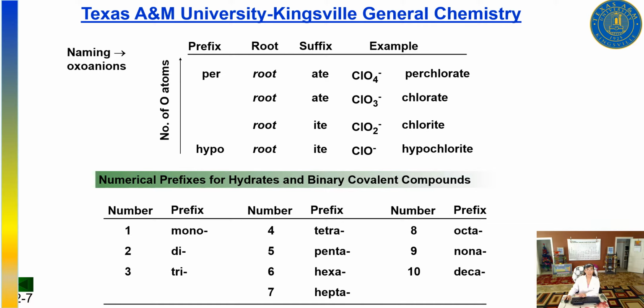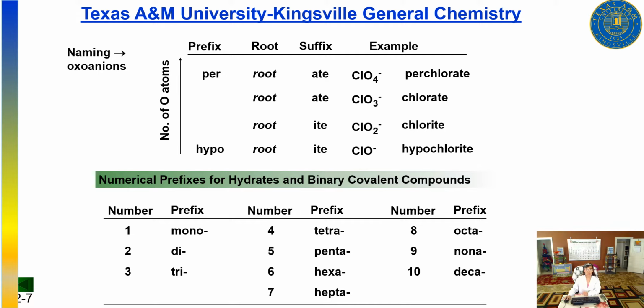This compound is named based on the chlorine. You change the chlorine to chlorate. CHLOR, that's your root. And then you add ATE. Change your chlorine to chlorate. Because you have a large number of oxygens, you call it perchlorate. ClO3 negative, you call it chlorate.